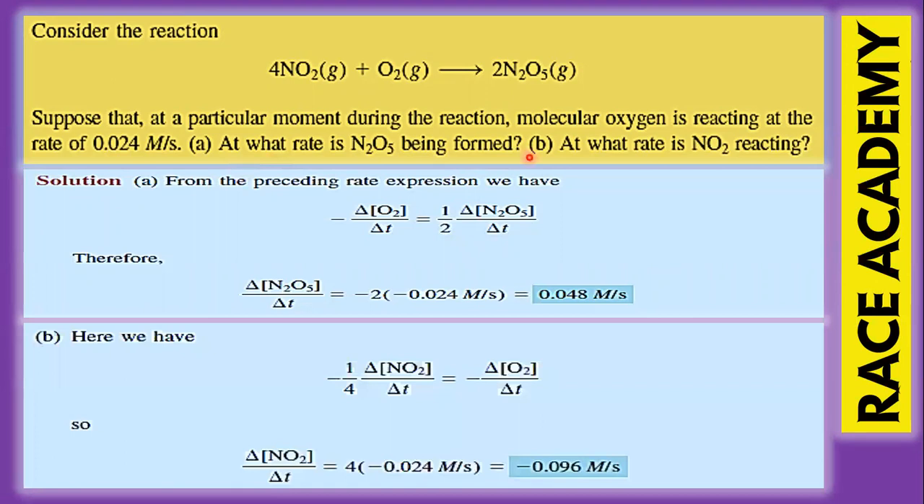Moving on to the second question, at what rate is NO2 reacting? If you write the stoichiometric rate expression for NO2 and O2, it will be minus 1 by 4 delta [NO2] by delta t equals minus delta [O2] by delta t. The oxygen value we know. If you multiply that value with 4, you will get the NO2 value. We are putting minus because NO2 is a reactant. So this is a simple problem. The first problem we discussed is in the simple problem category.